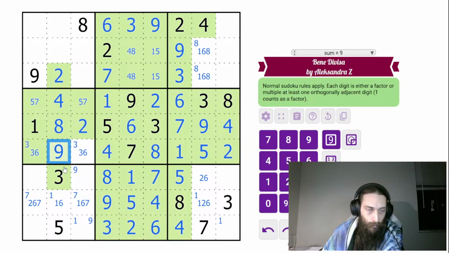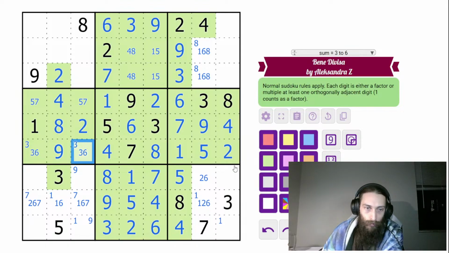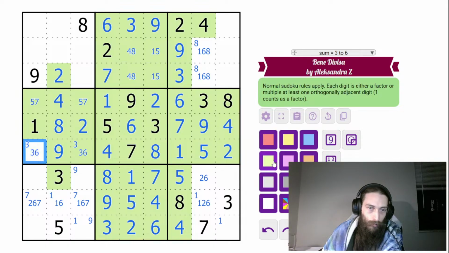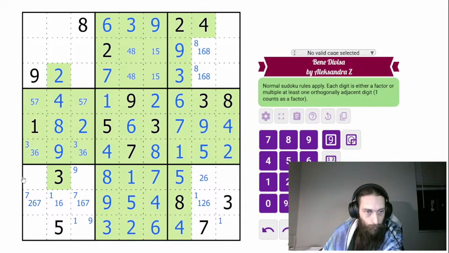3, 6 pair makes that a 9. Now, if that's a 3 or a 6, it won't matter because 6 works with 2 and 3 works with 9. Now, this one... Oh, that one's no longer good. Oh, it's good because of the 1 next to it. Never mind.